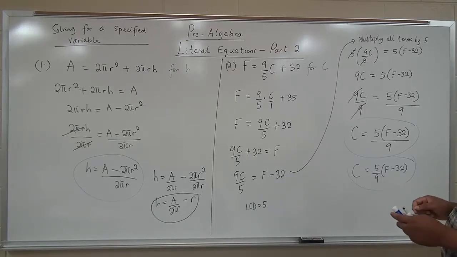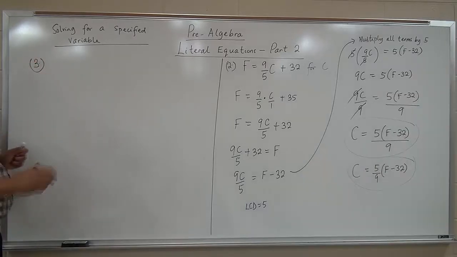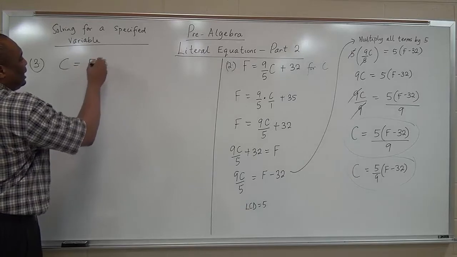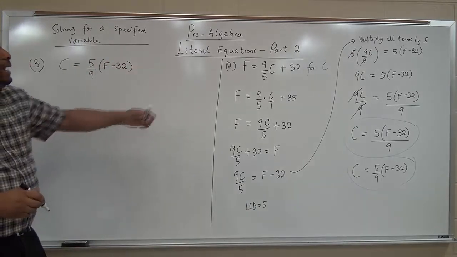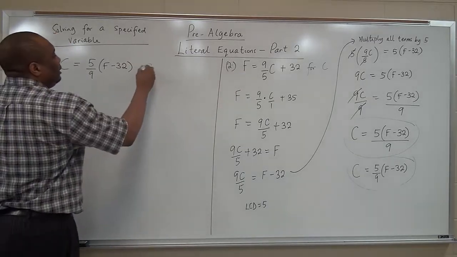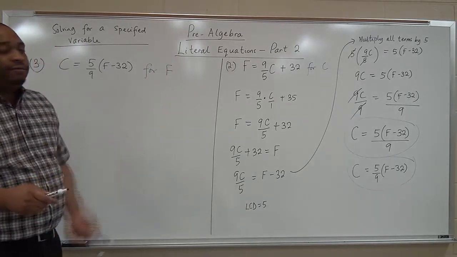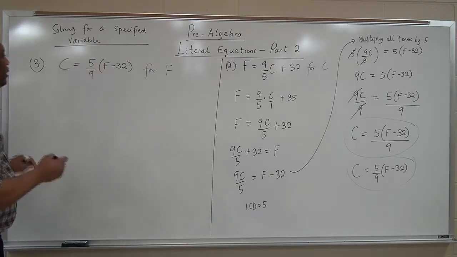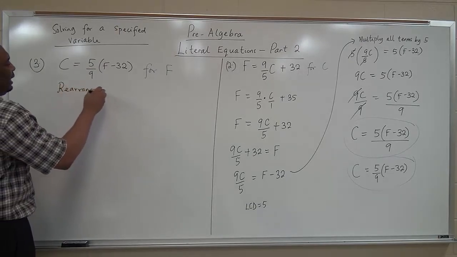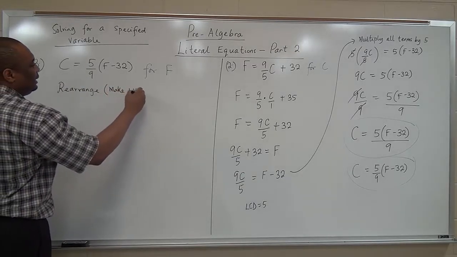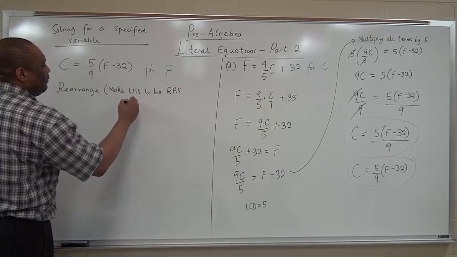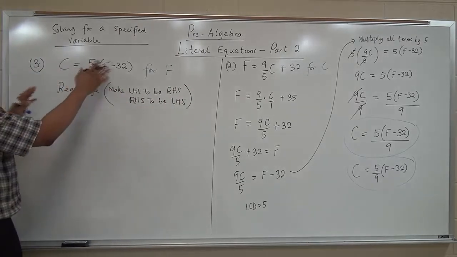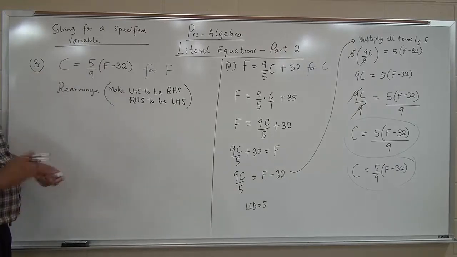Okay? Now, let's go to the third question. Question 3, let's use this C, what we got, C equal to 5 over 9 times F minus 32, and let's get it back to F. For F, let's get it back to F. Because F is on the right hand side, we want to rearrange. Make the left hand side to be the right hand side, and the right hand side to be the left hand side. And when we do that, because we are looking for F, it should be on the left hand side. We have discussed that in previous videos.